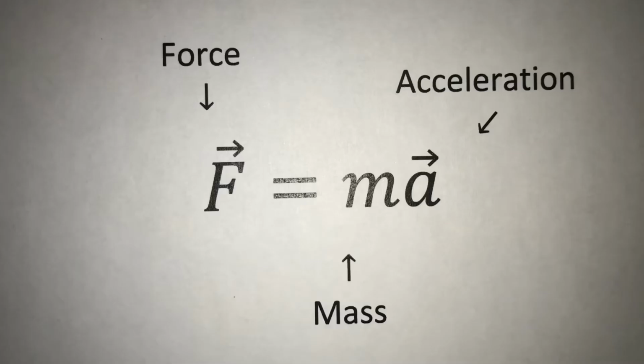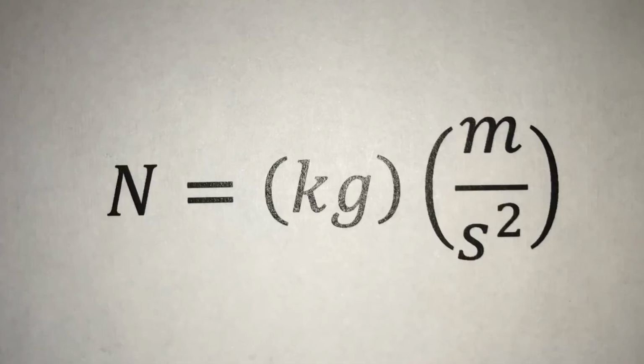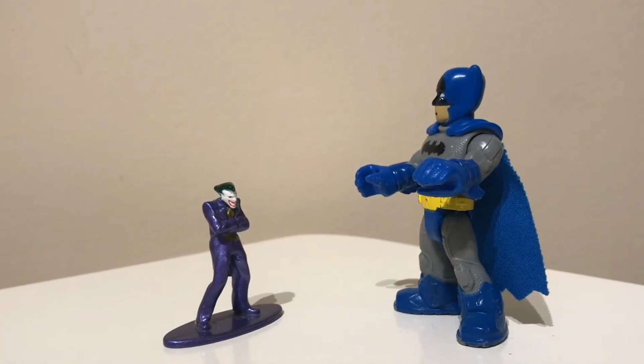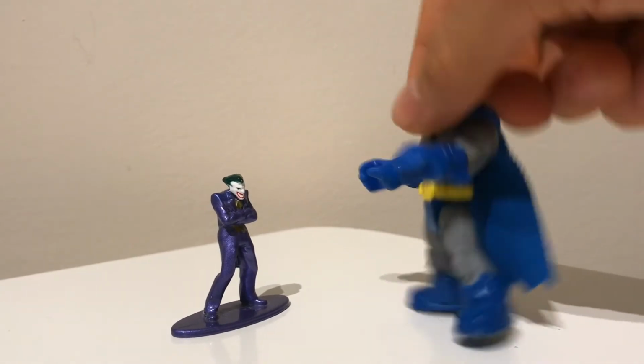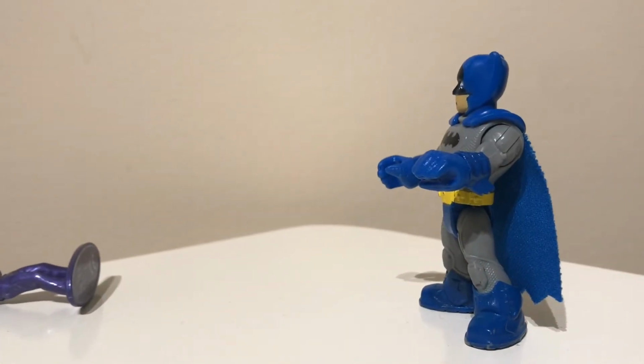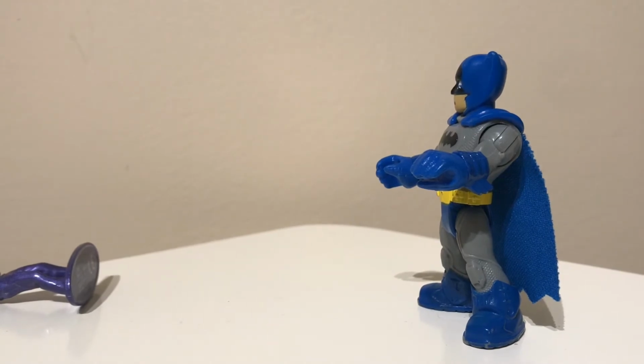The second law. Newton's second law states that force equals mass times acceleration. As you can see, force and acceleration are both vectors, and the direction therefore matters. Force and acceleration will have the same direction. The units, kilograms times acceleration, which is meters per second squared, is 1 Newton, which has the variable N. So, when Batman exerts a force on Joker, this will cause Joker to accelerate backwards and fall back.